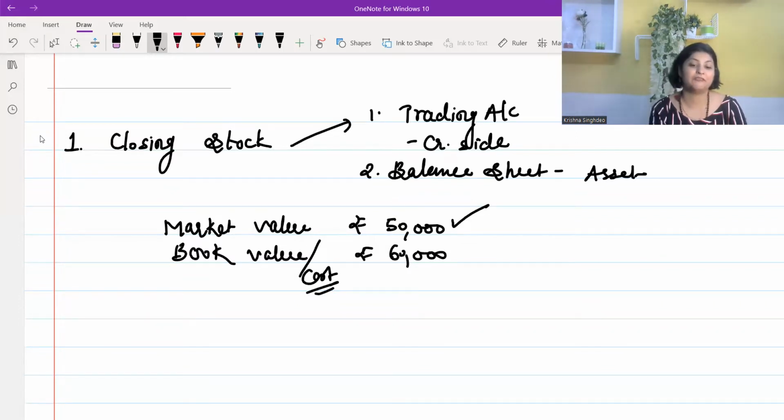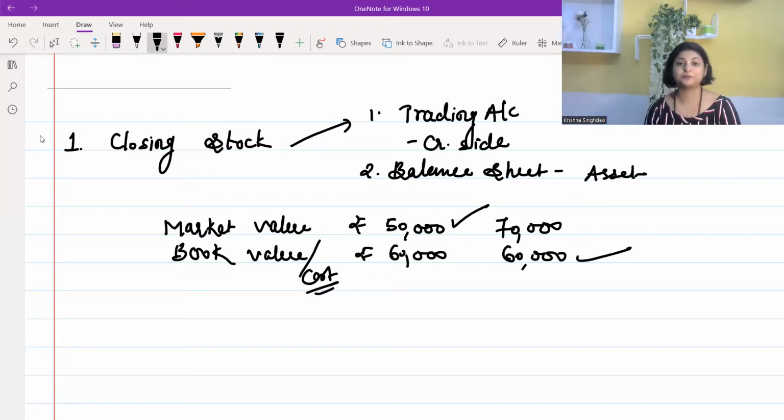So for example, if my market value was 70,000 and cost was 60,000, I would have taken this 60,000 as the value of my closing stock. Sometimes it happens that they give you the market value of the closing stock and say that the market value was up by 20%, 30% or so. So how do we deal with this?